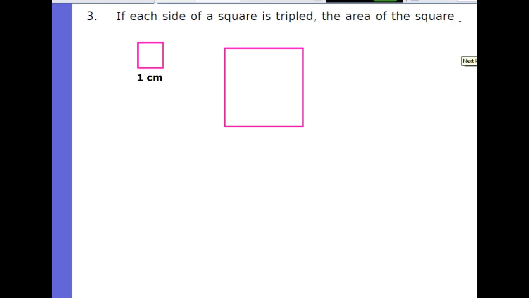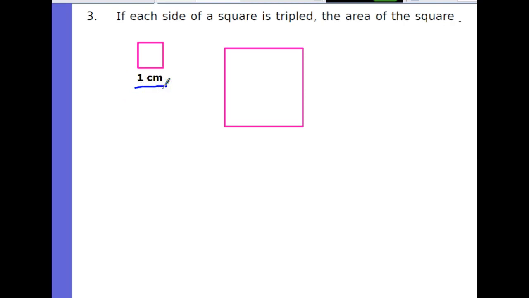So, problem 3. If each side of the square is tripled, the area of the square, and then it gives you some answer choices. So, think about the simplest of all squares. Wouldn't this be the simplest of all squares, a square where the side is 1 centimeter?